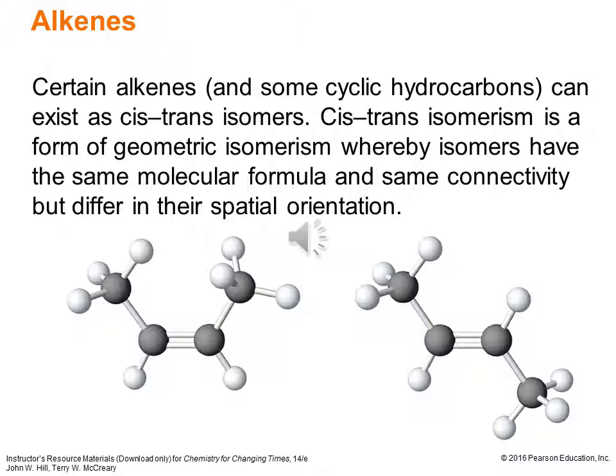So technically, on the left, we have cis-2-butene, where the two carbon groups are on the same side and the two hydrogen groups are on the same side of that double bond. And to the right, we have trans-2-butene, where we have the carbon group and hydrogen group opposite each other on the neighboring carbons of the double bond.